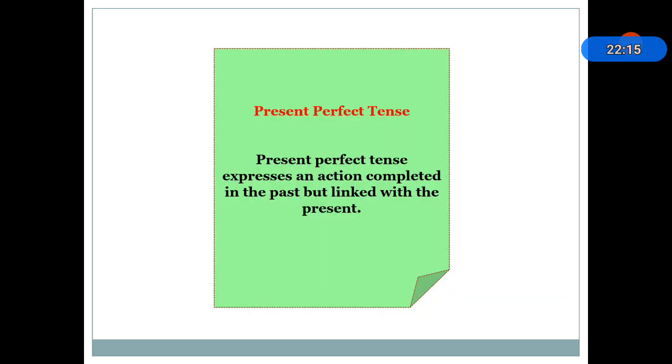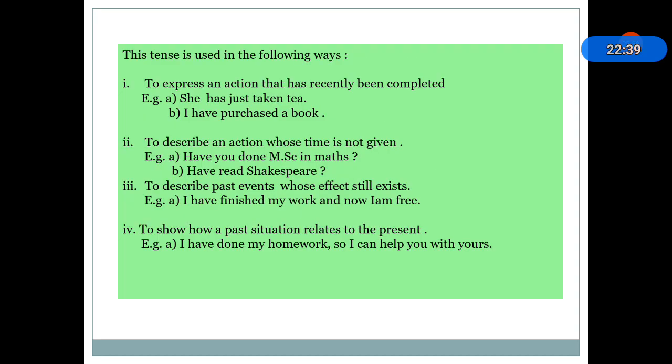Now let's see the next form of present tense, that is present perfect tense. What is present perfect tense? It is a form of verb which expresses an action completed in the past but linked with the present. Now we'll see where it is used.